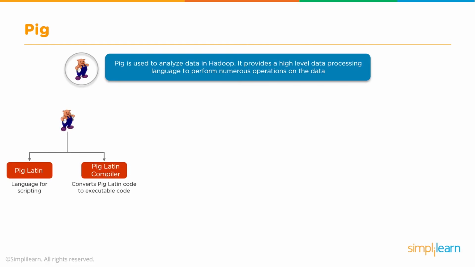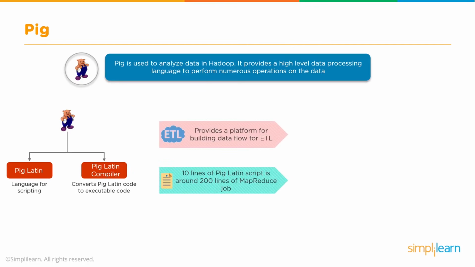And it's made out of Pig Latin, a language for scripting. The Pig Latin compiler converts Pig Latin code to executable code. And then you have your ETL. The ETL provides a platform for building data flows. ETL is like the catch, three letters on any job interview I look at. It just means extract, transfer, and load.